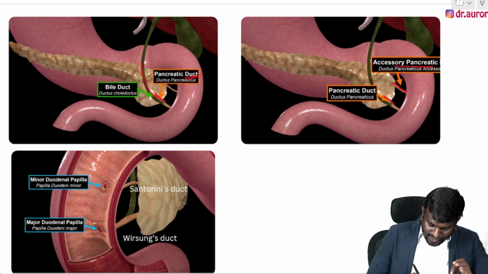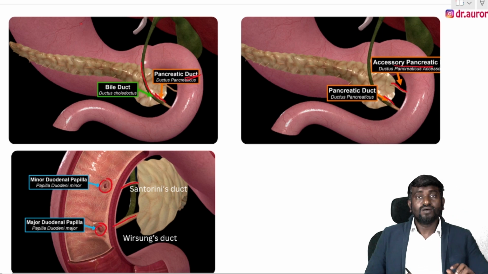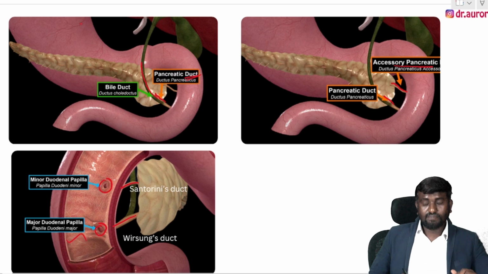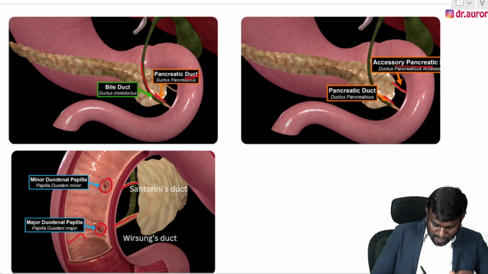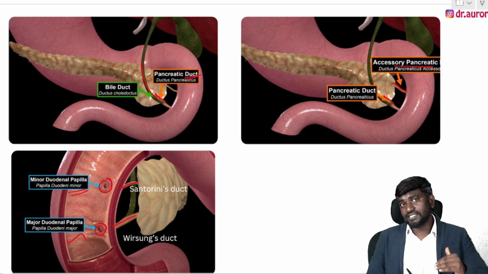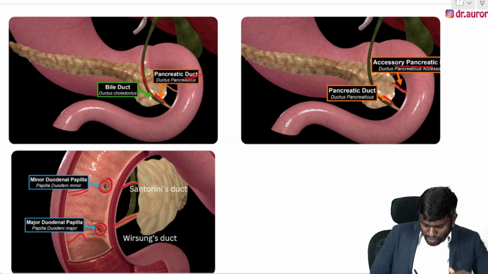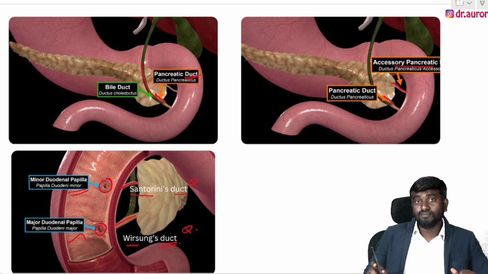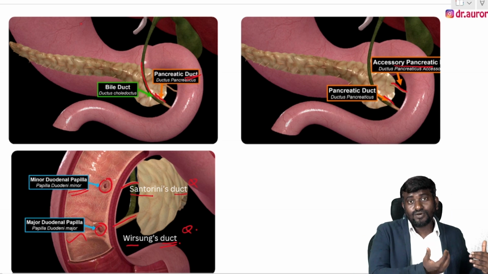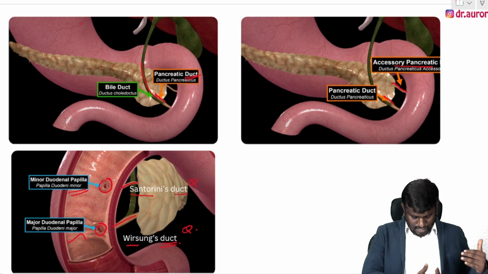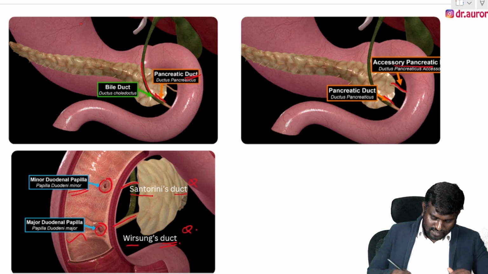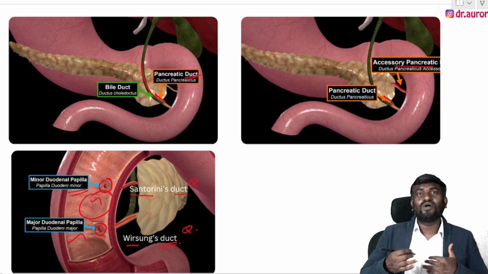Good. And these pancreatic ducts open into the duodenum at a small opening called the papilla. The bigger one is called the major duodenal papilla, and the smaller one is called what? The minor duodenal papilla. We have major and minor. The major one is called Wirsung's duct, and the minor one is called what? Santorini's duct. Both are important to remember. Good. This is how the pancreatic enzymes get released into the duodenum, which helps with digestion.